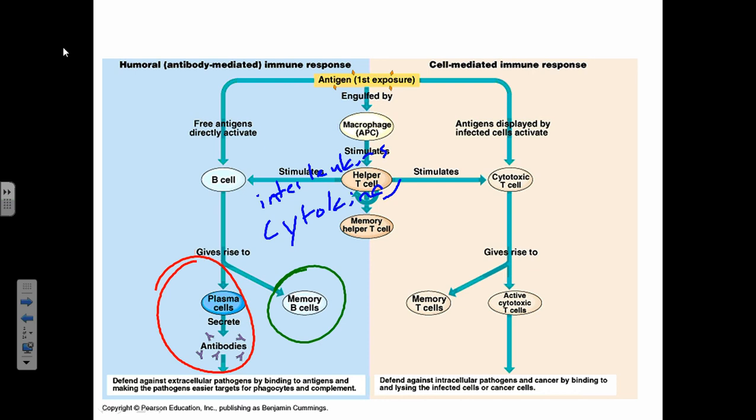Once this is over, there are memory T cells, memory helper T cells, and memory B cells. And those will help with what response later if this comes around again? What do we call it the next time? Secondary response, which is much what? Quicker and bigger. It's a bigger, faster response. These two systems together make up your specific or acquired immune system.